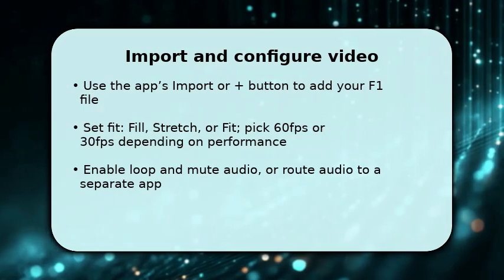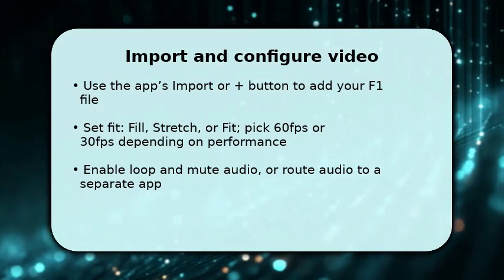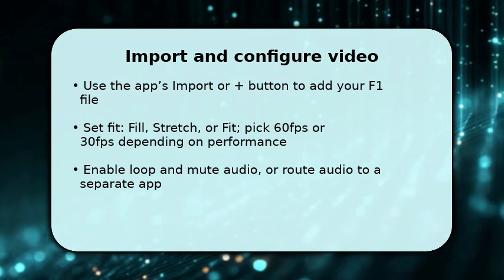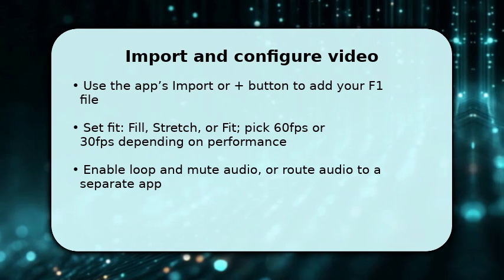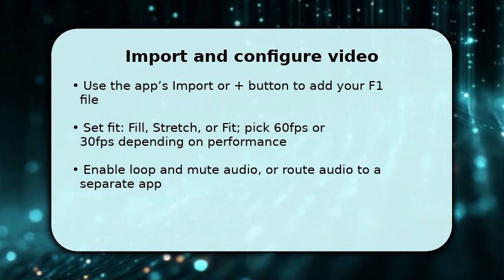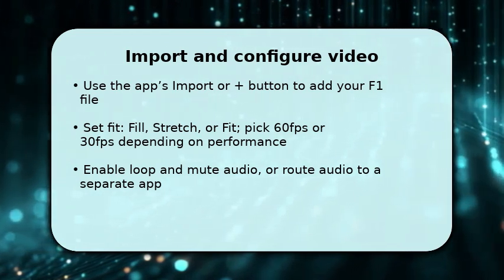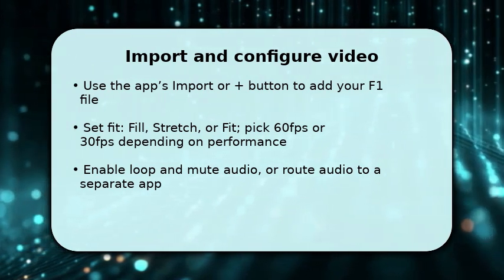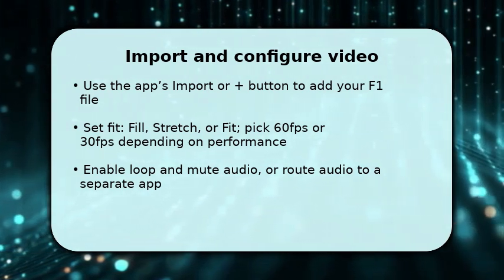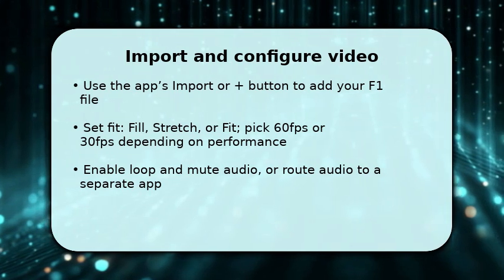Next, import that F1 file into the app and choose how it fills the screen. Select Fill for no black bars, Fit if you want the full frame, and decide 30 versus 60 FPS based on your Mac's GPU. 60 looks smoother but costs more battery. Once imported, toggle loop so the clip repeats, and turn off the clip audio unless you want it playing constantly.